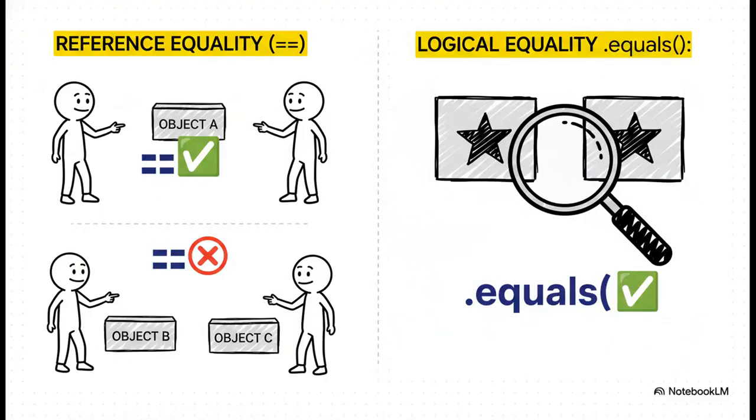And this slide just perfectly lays out the first trap. On the left, you've got ==, which is reference equality. Think of it as asking, are these two variables pointing to the exact same spot in memory? On the right, you have .equals, which is logical equality. It asks a much better question. Do these two objects, wherever they are in memory, represent the same value? For comparing what's inside your objects, the choice is clear. It has to be .equals.